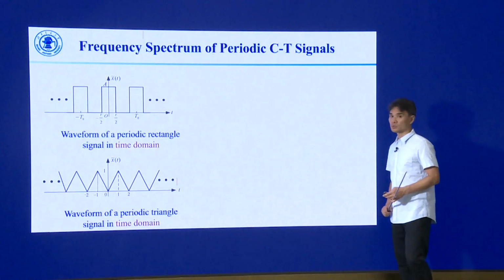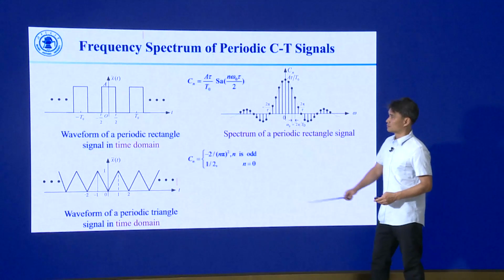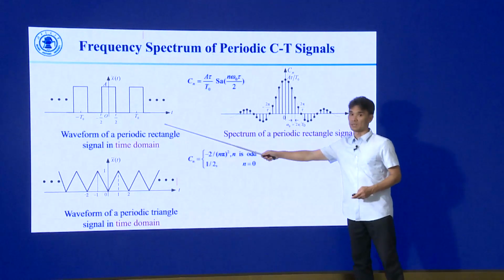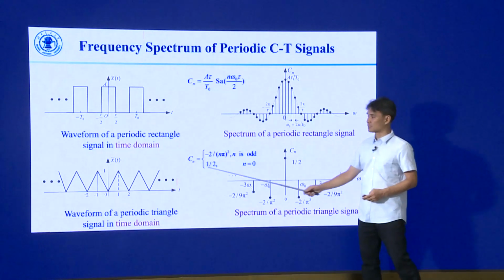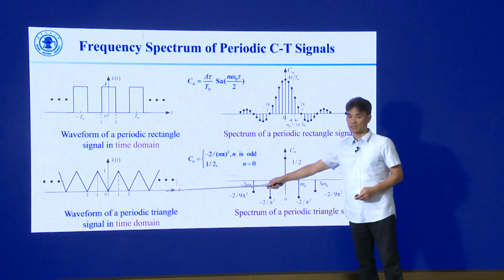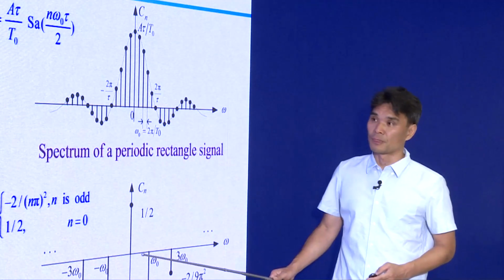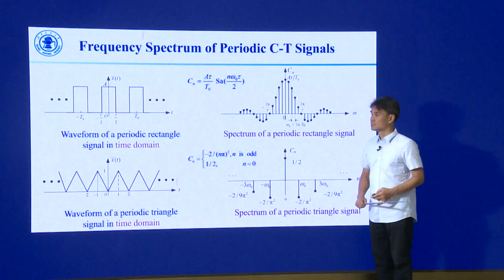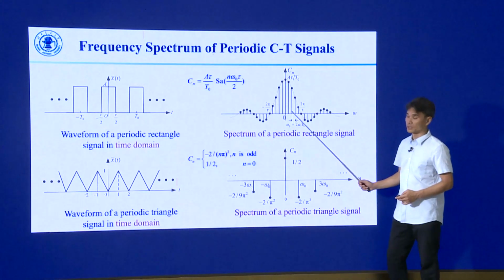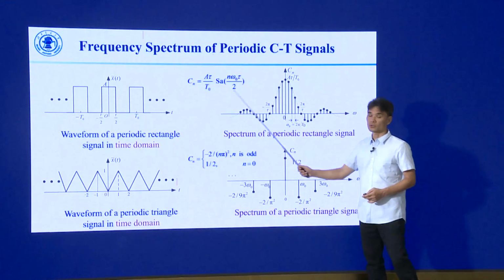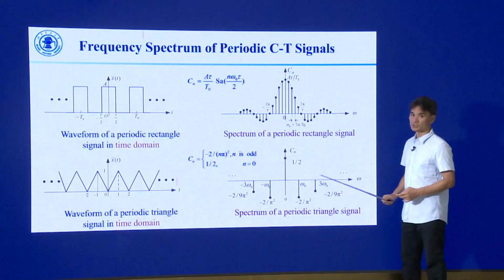And if we put these two examples together, we see that for that original signal in the time domain, this is the spectrum in the frequency domain. And for the original signal in the time domain like that, this is the spectrum in the frequency domain. We want to emphasize that the signals in the time domain and their spectra in the frequency domain are in one-to-one correspondence.